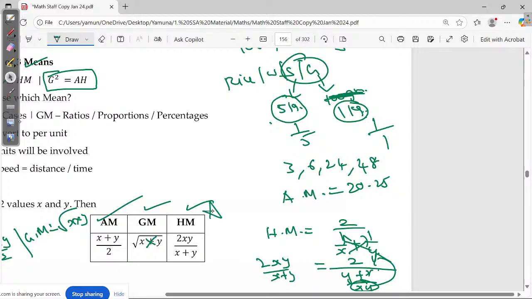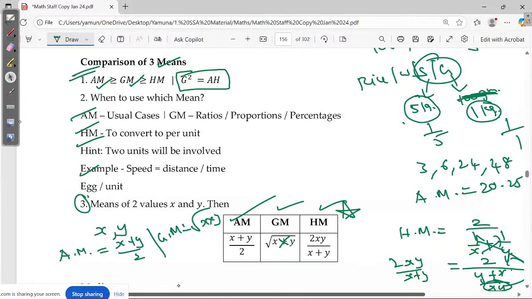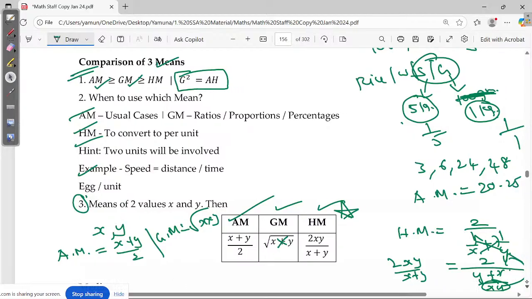This is an often repeated question for both CA and CM. Often repeated. So please make a note of it.